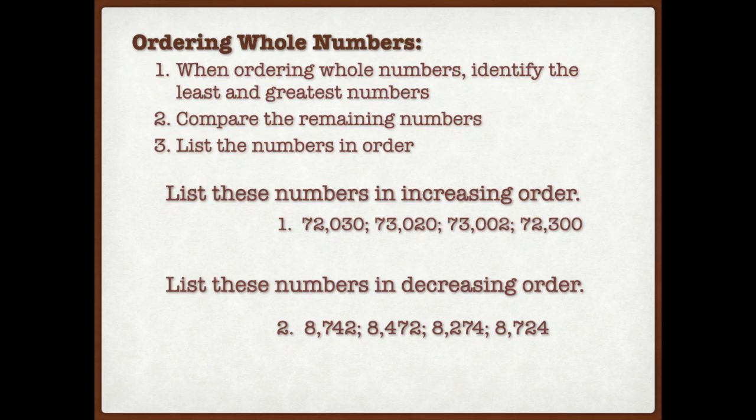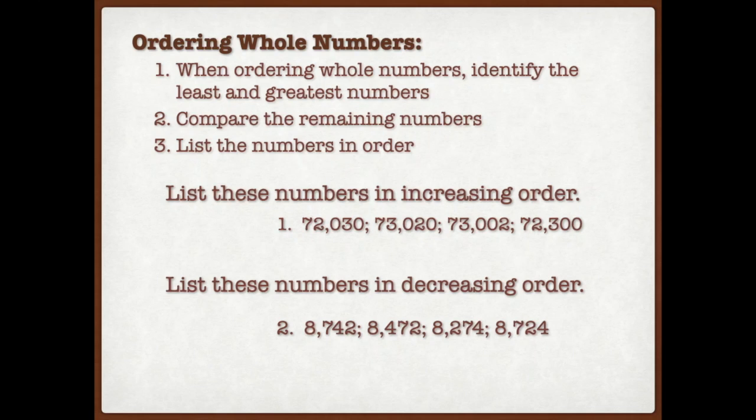Okay, ascending is A-S-C-E-N-D-I-N-G. So we have 72,030, 73,020, 73,002, and 72,300. So I want to go smallest to biggest. So let's find the smallest one. Of course, that would probably be one of the 72,000s.